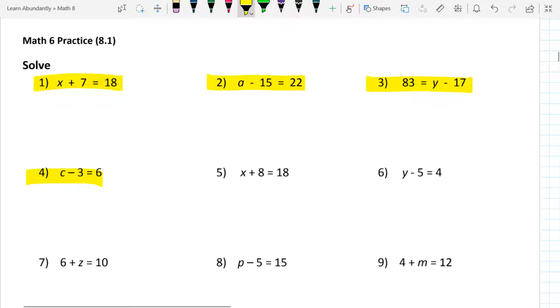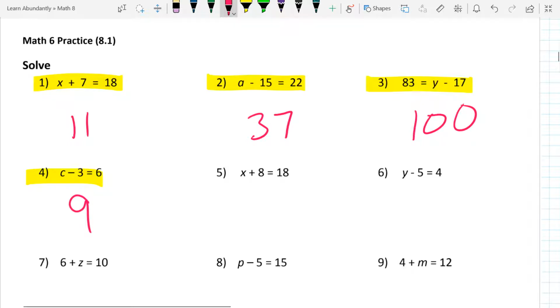I'm going to tell you the answers. My answers that I got were 11. And then the next one, if I were to add 15, I'd get 37. The next one, if I add 17, I'd get 100. And number 4, I would get 9. Okay, so if that's what you got, then you're in great shape.